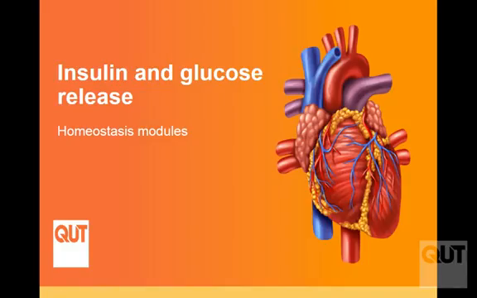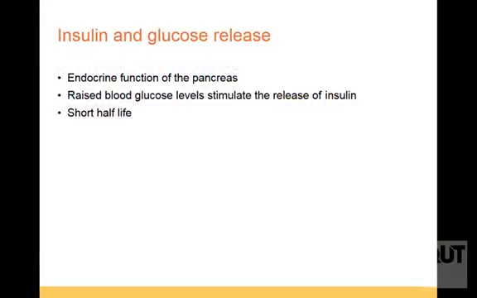In this homeostasis module, I'm going to talk about insulin and glucose release. So here we're looking at the pancreas as an endocrine organ. Remember that the pancreas is both an endocrine organ and an exocrine organ. As an exocrine organ, it's going to secrete contents out of the organ. As an endocrine organ, it's going to secrete contents in the form of hormones into the bloodstream.